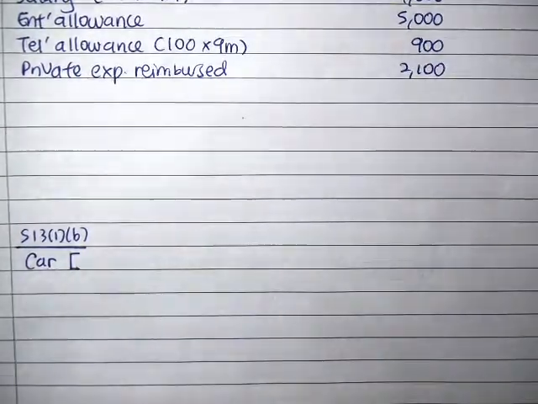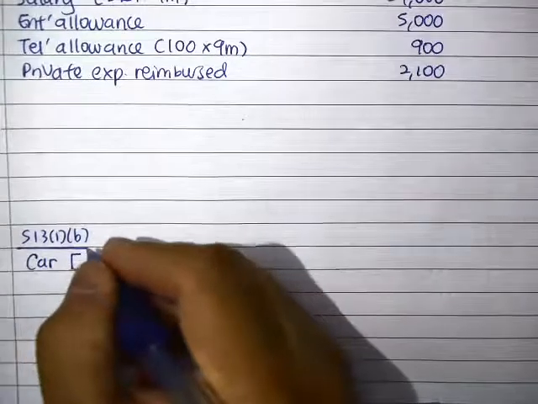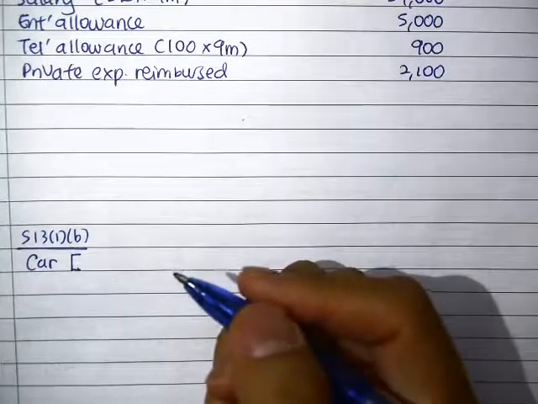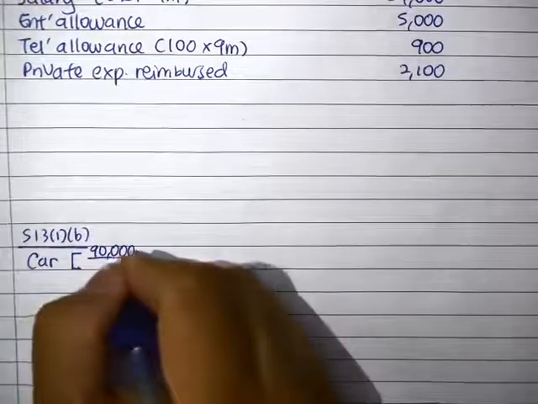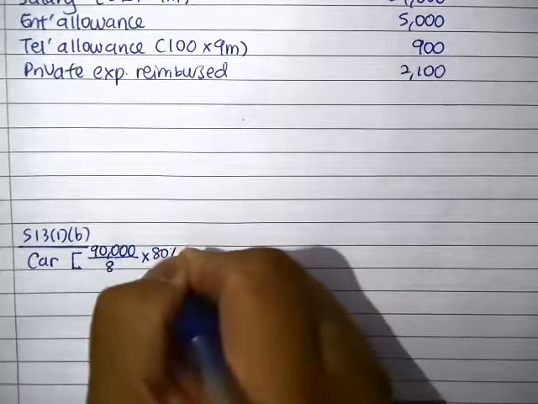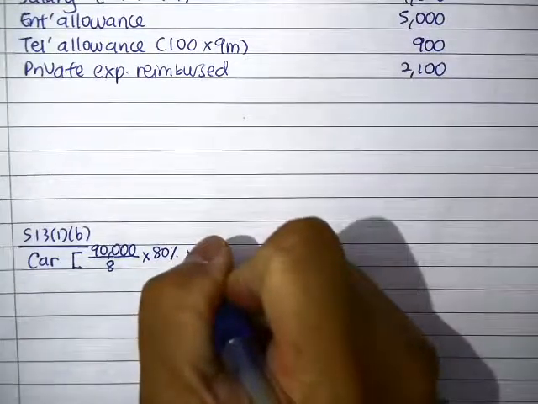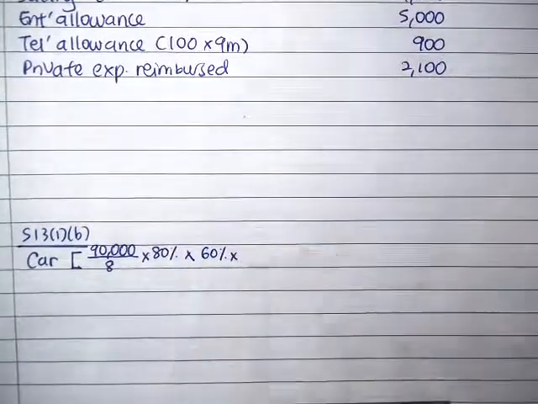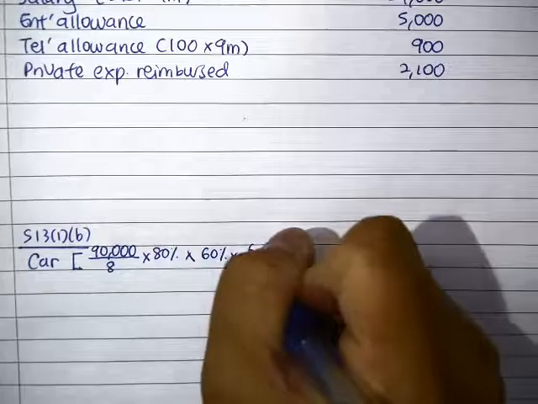So I'm going to use the formula. Formula means you must take the cost, right? How much is the cost? 230,000. No, 90. Divide by 8 times 80. Okay, what else must you adjust? Okay, 60%. Some more? 6 months. Is it 6 months? You start giving in April, right? So 4, 5, 6, 7, 8, 9, right? 6 months. So 6 over 12.